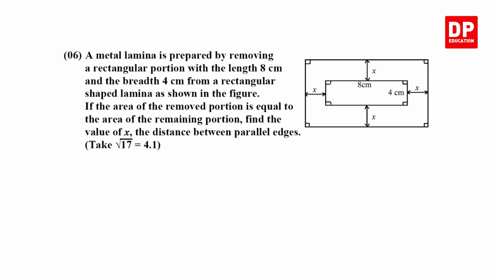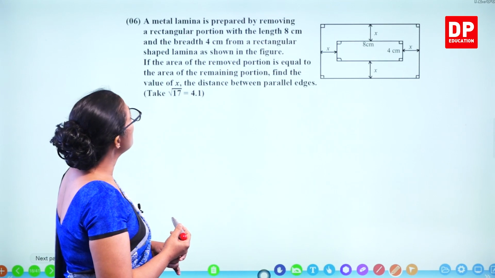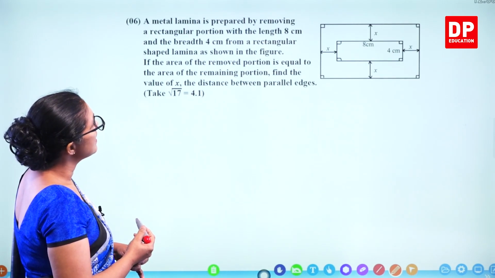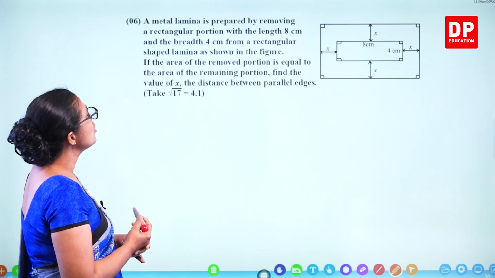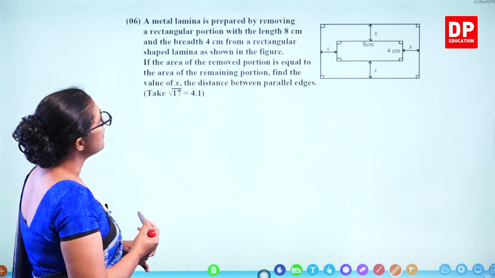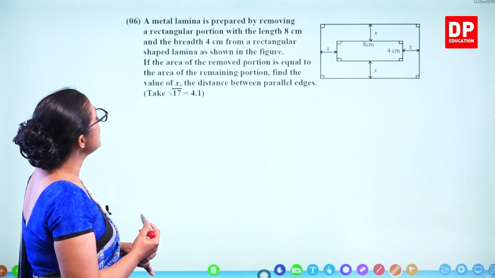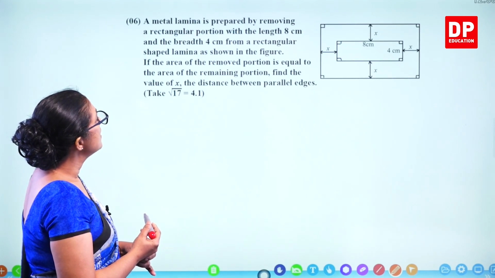Now question number 6 in part A. A metal lamina is prepared by removing a rectangular portion with the length 8 cm and the breadth 4 cm from a rectangular shaped lamina as shown in the figure. If the area of the removed portion is equal to the area of the remaining portion, find the value of x, the distance between parallel edges.